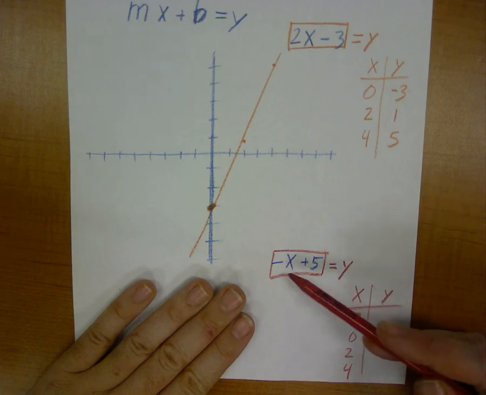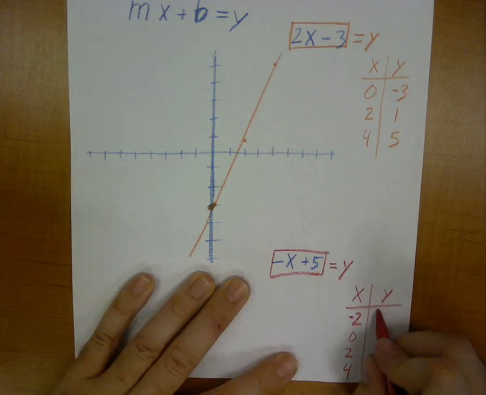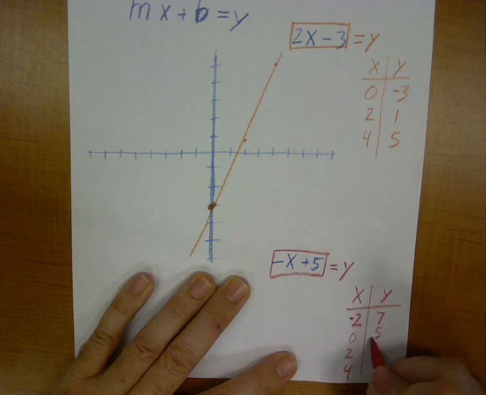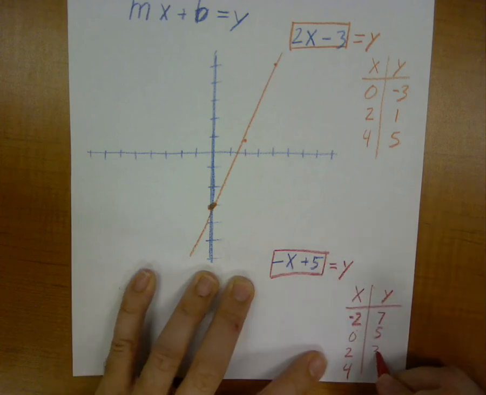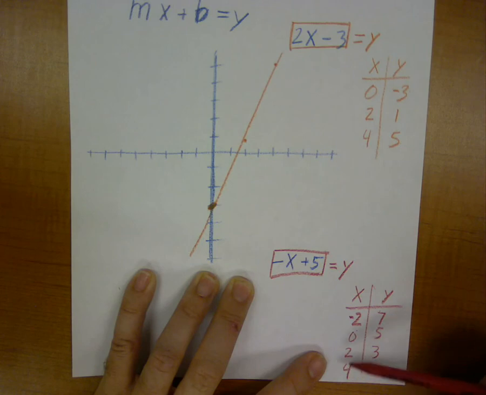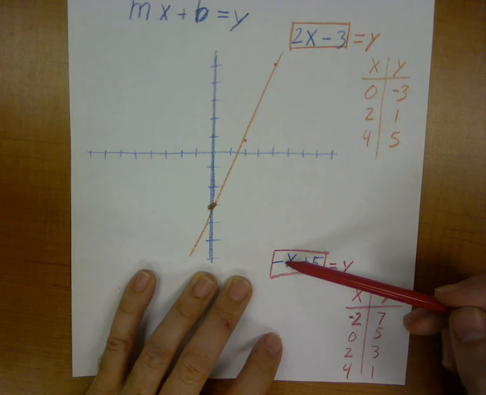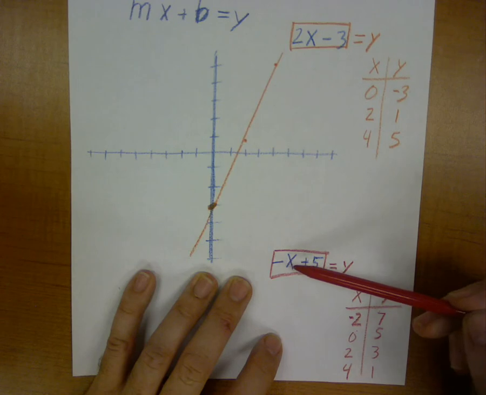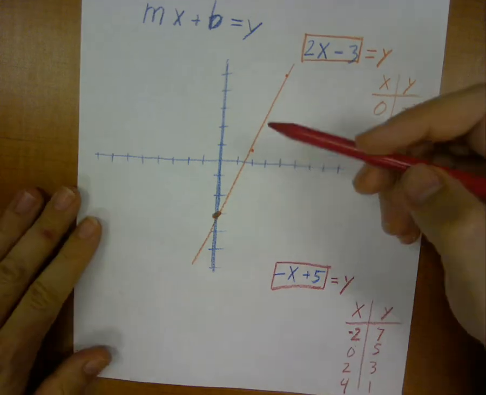If we plug negative 2 in here, the negative of negative 2 is positive 2, plus 5 gives us 7. If I plug 0 in there, I get 5 out. If I plug 2 in here, negative 2 plus 5 gives us 3. 4: negative 4 plus 5 gives us 1. In this case, the slope of this line is negative 1. We can think of that minus as being a minus 1 times x. Okay, let's plot these points out and see what it gives us.